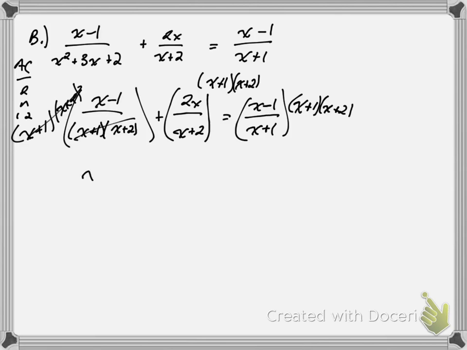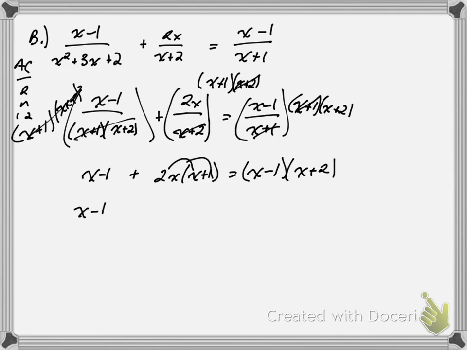Cancels. I get x minus 1 plus cancels. I get 2x times x plus 1 equals cancels x minus 1 times x plus 2. So let's clean it up a little bit. Distribute your 2x through. End up with x minus 1 over here plus 2x squared plus 2x equals, distribute x squared first, outer plus 2x, inner negative 1x, last negative 2.